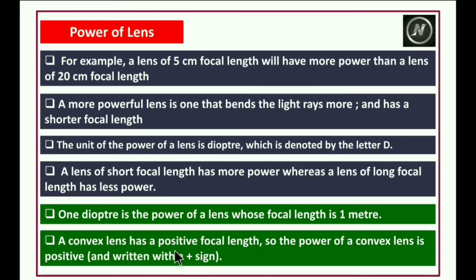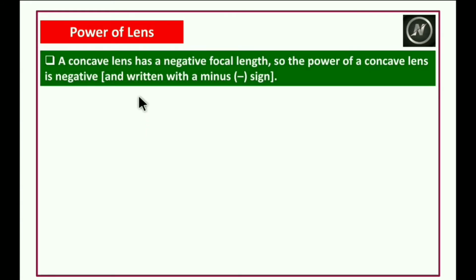A convex lens has a positive focal length, so the power of a convex lens is positive. We can represent it with a positive sign. A concave lens has a negative focal length, so the power of a concave lens is negative. So if the power of a lens is represented with a minus sign, then we can consider it a concave lens.